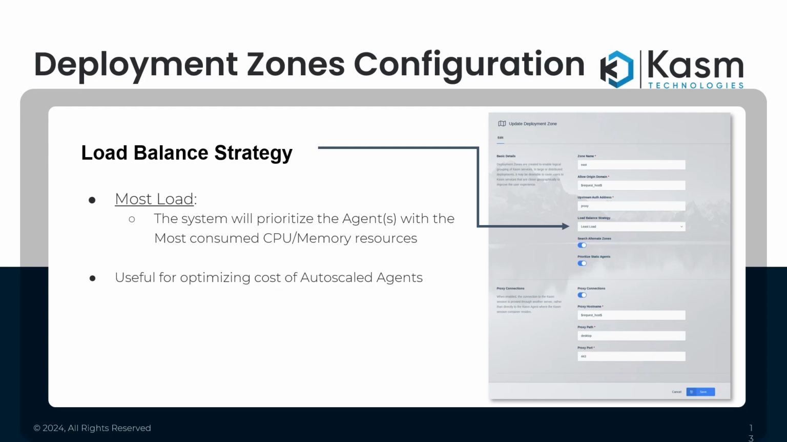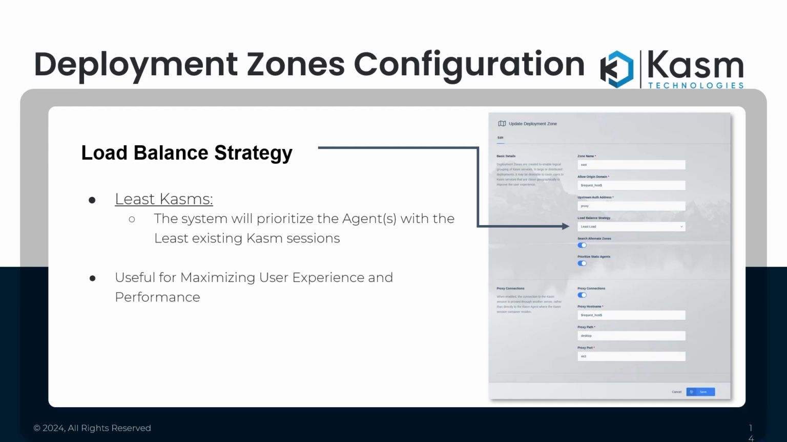If you select most load, Kasm will prioritize the agents with the most consumed CPU/memory resources. This strategy might be used in scenarios where you want to maximize the usage of specific agents before moving on to others, which can help optimize compute costs.